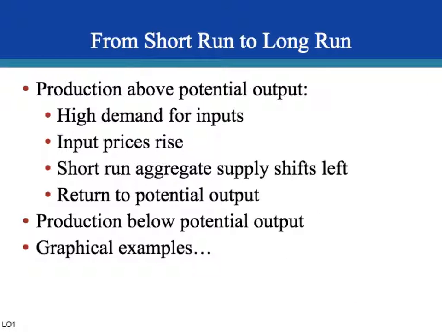Okay. So let's look at when production is above potential output. All right. So the economy is doing well, firms are producing a high level of output, and in order to be able to supply this high level of output, they demand more inputs, and so input prices rise. This increases the cost for firms, and an increase in input costs shift aggregate supply curve back to the left, and so we return to potential output. And then we'll also look at the case when production is below potential output.